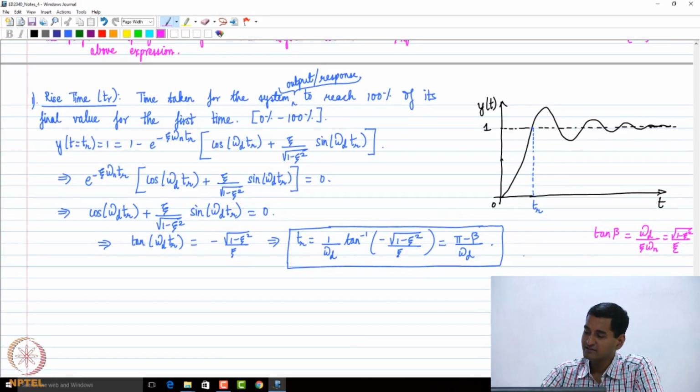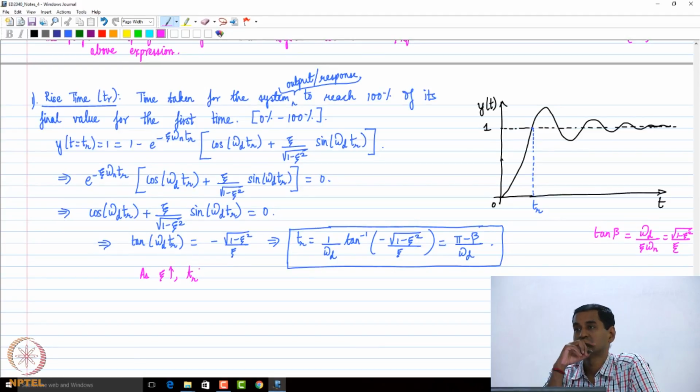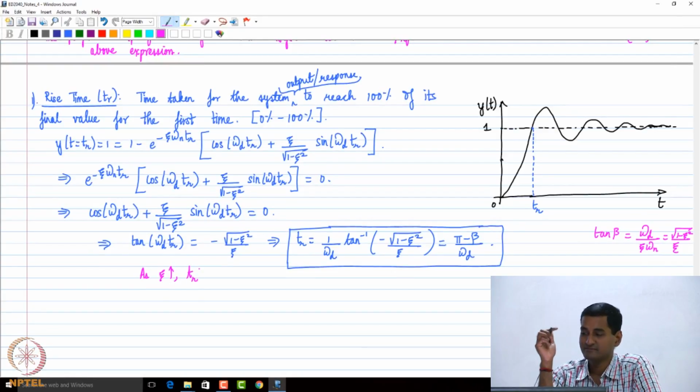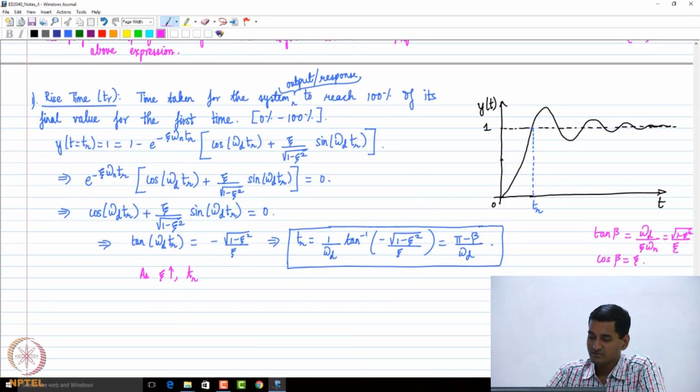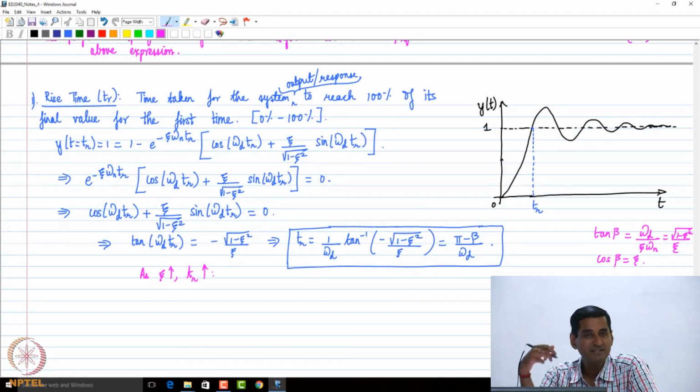Immediately we can observe that as zeta increases, what happens to rise time? See, as zeta increases, what do you think happens to beta? Zeta is cos beta, right? As zeta increases, beta decreases. Then what do you think happens to rise time? It increases, right? Of course omega d is there, but you will see that the net effect will be an increase in tr.